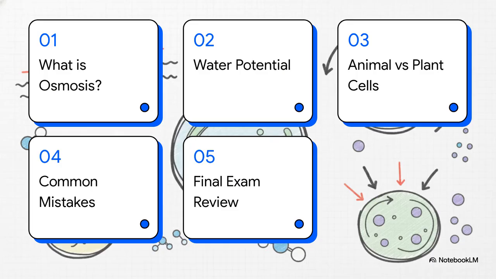So here's our game plan for today. 1. What is osmosis? 2. Understanding water potential. 3. Animal versus plant cells. 4. Common osmosis mistakes. And 5. Final exam review. Let's get into it.